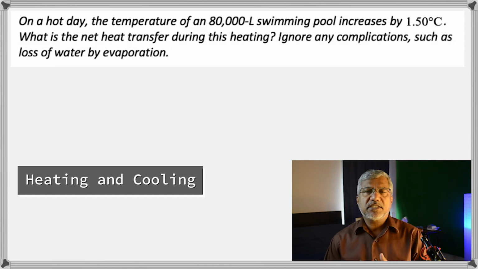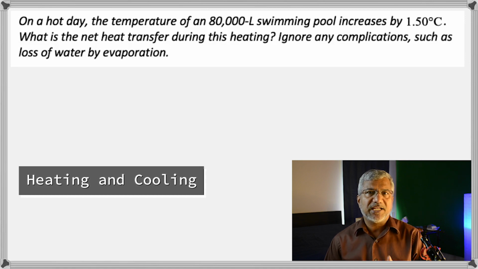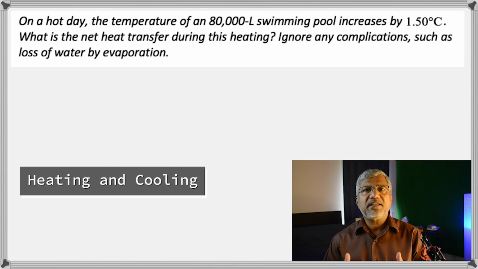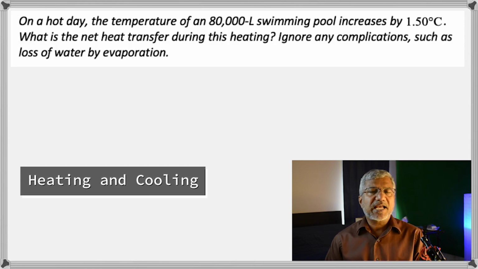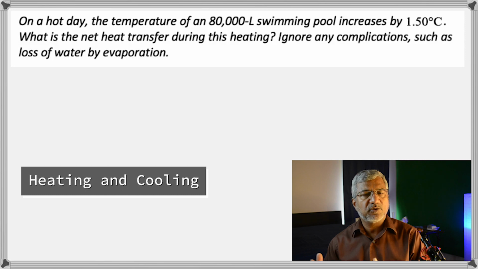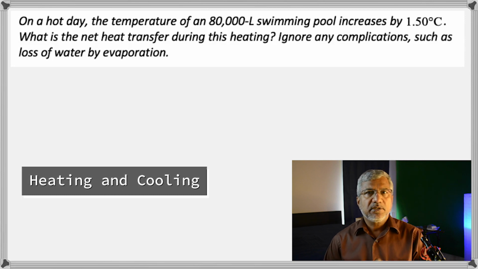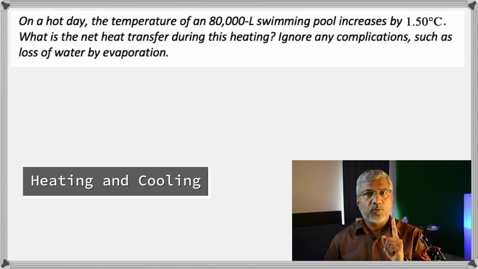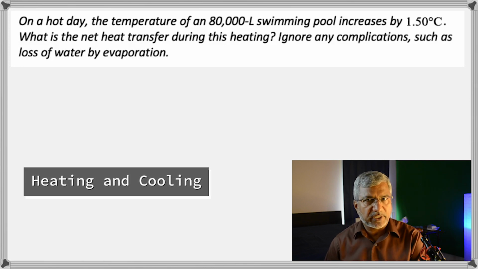Now, liters is a unit of volume. First of all, we need to change that into kilograms, which is the unit of mass. So 80,000 liters is actually 80,000 kilograms of water, because 1 liter of water, and this applies only to water, is 1 kilogram of water.